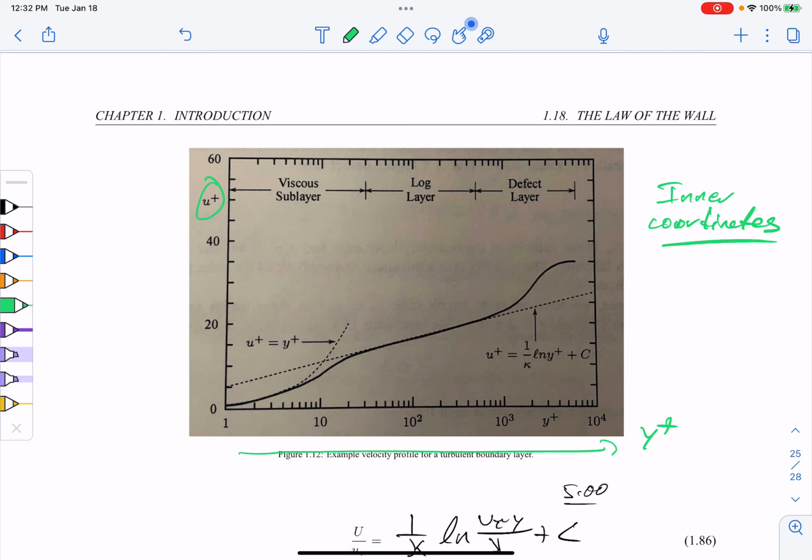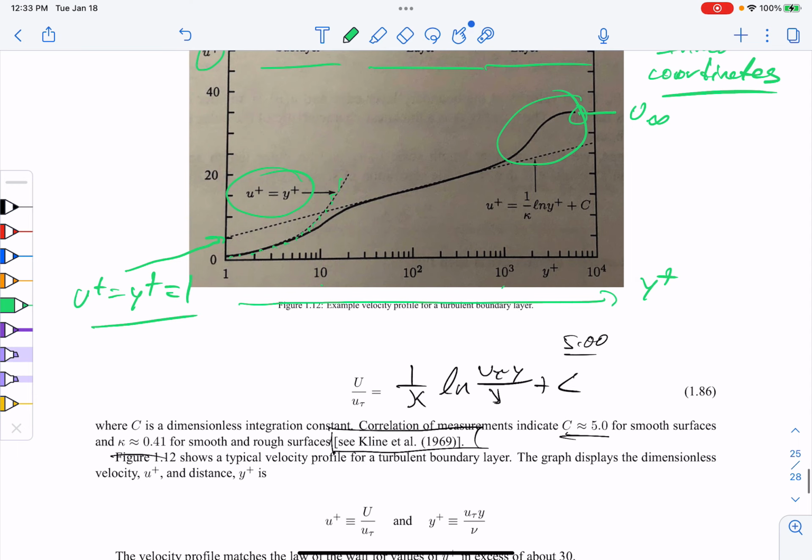So here we have what we call the viscous sublayer, and that's shown by this dotted line. And that's u plus equals y plus. If you've done these calculations correctly, u plus equals y plus equals 1 at this location. In the defect layer, or outer layer, you'll see this type of behavior, and this will be u infinity at this location. And then from the scales of like 10 to 10 cubed, which is 2 orders of magnitude difference, this is that log layer. And this is where equation 1.86 holds.